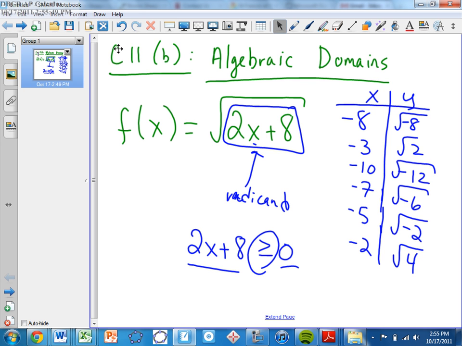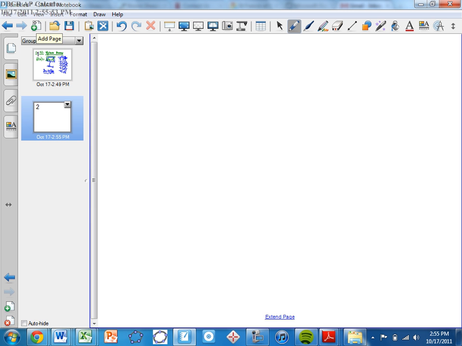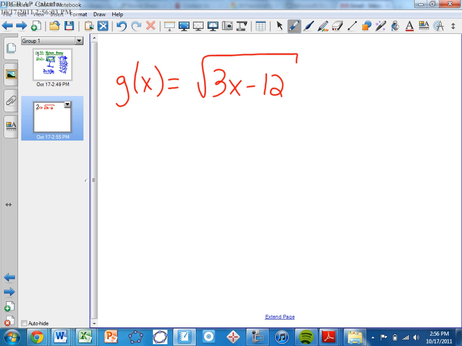Now, let's go to our first example. Let's say we have g of x equals square root of 3x minus 12. And the question says, find the domain for this function. So find the x values that work.